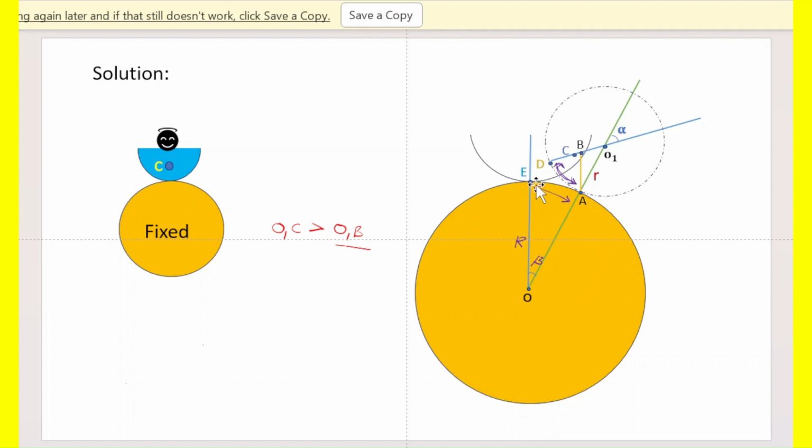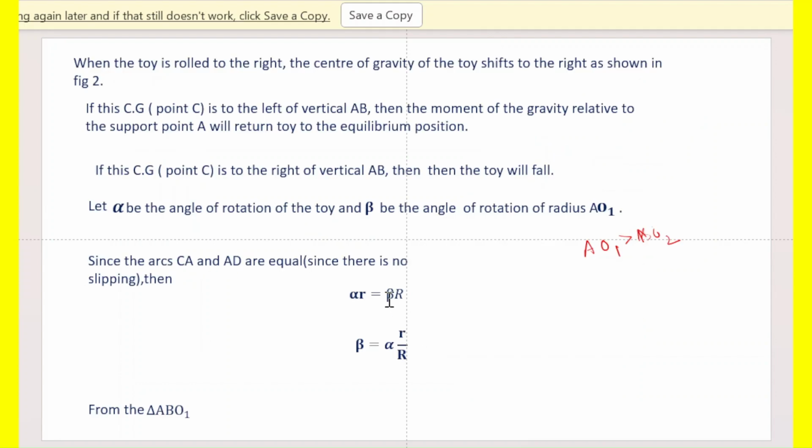When the toy rolls from the initial position to the rolled position, this length DA is nothing but the contact length for the hemisphere. When the hemisphere rolls from the initial position to the new rolled position, the two contact lengths must be equal, meaning EA should be equal to AD. That I am writing here.